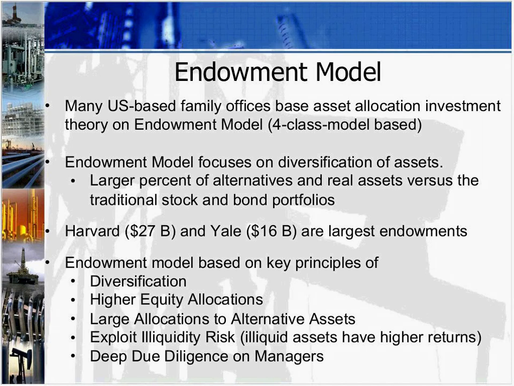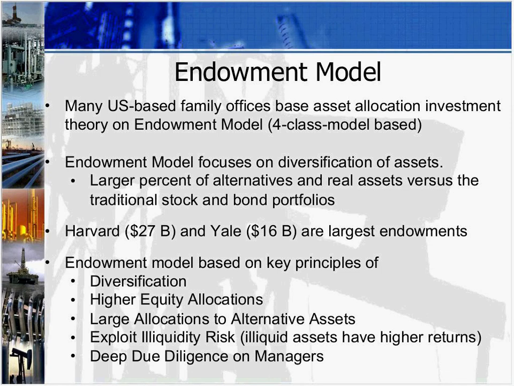The endowment model, similar to the four-class model, focuses on a diversification of assets. It has an extremely large percent of the allocation in alternatives and in real assets versus a traditional stock and bond portfolio. Harvard and Yale are probably the two largest endowments that everybody looks to follow in terms of asset allocation. Harvard has about $27 billion under management, and Yale has about $16 billion.